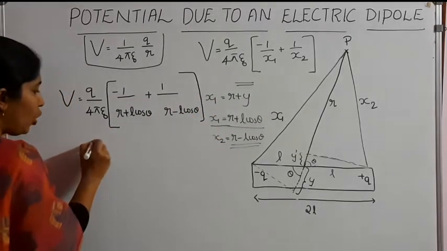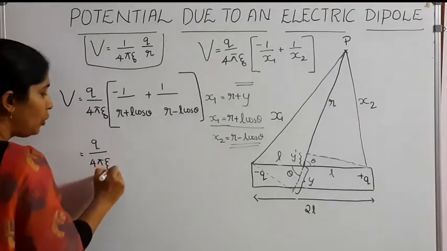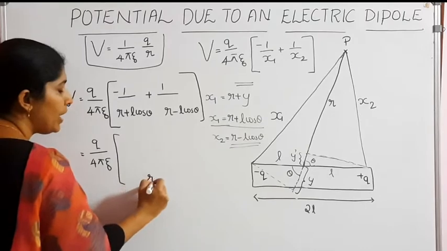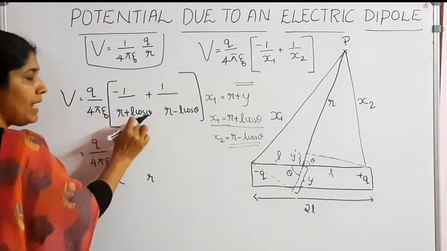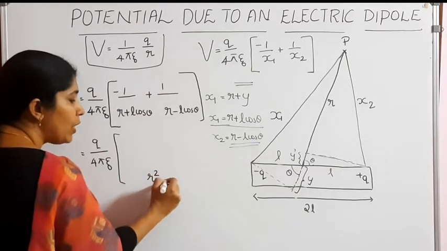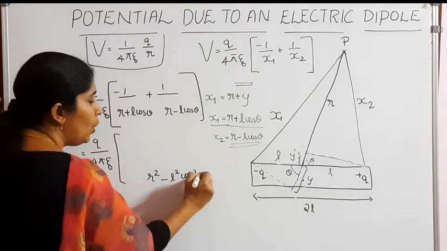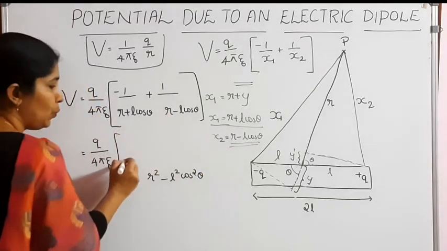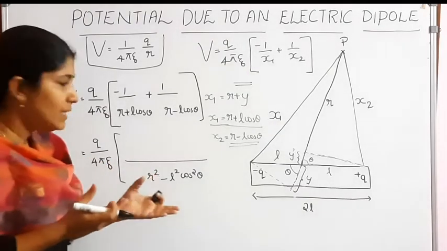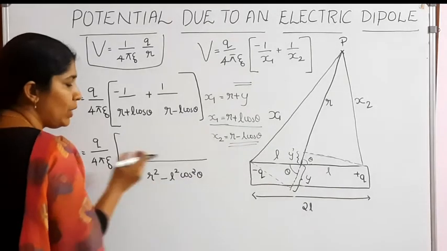Now we can take the common denominator. What about the common denominator here? The common denominator is r square, which is in the form of a plus b, and here a minus b. On multiplying these two, a plus b into a minus b is equal to a square minus b square. So the common denominator is r square minus L square cos square theta.